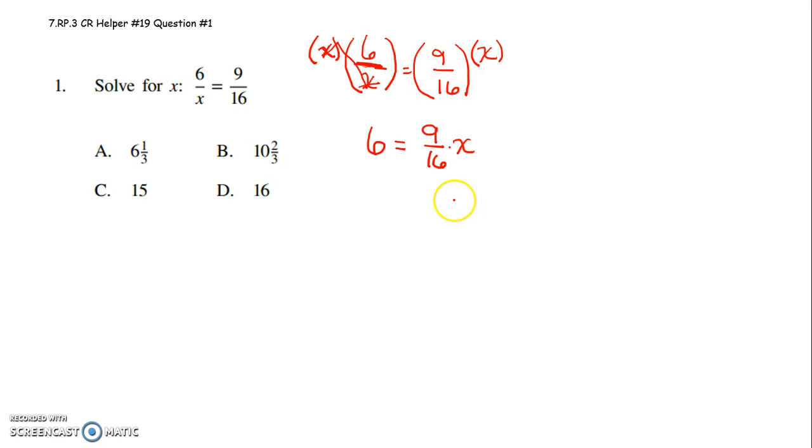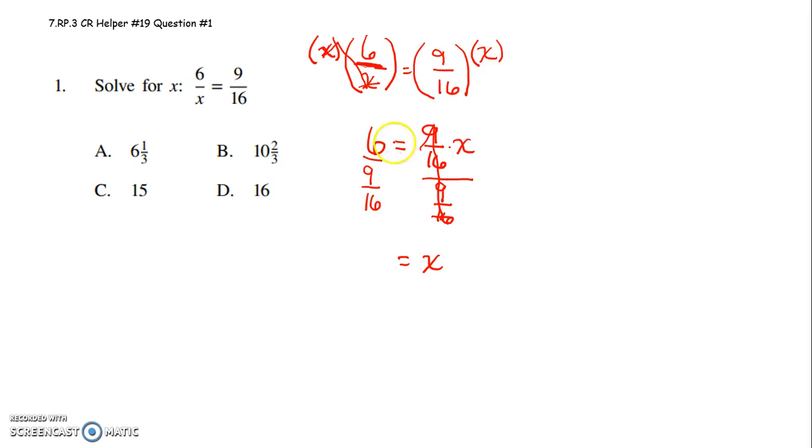That operation is multiplication. How do I undo multiplication? I undo multiplication with division. If 9/16 is being multiplied by x, I need to undo that multiplication using division. If I'm going to divide the right-hand side of my equal sign by 9/16, I must divide the left-hand side of my equal sign by 9/16. 9/16 over 9/16, fancy form of 1.